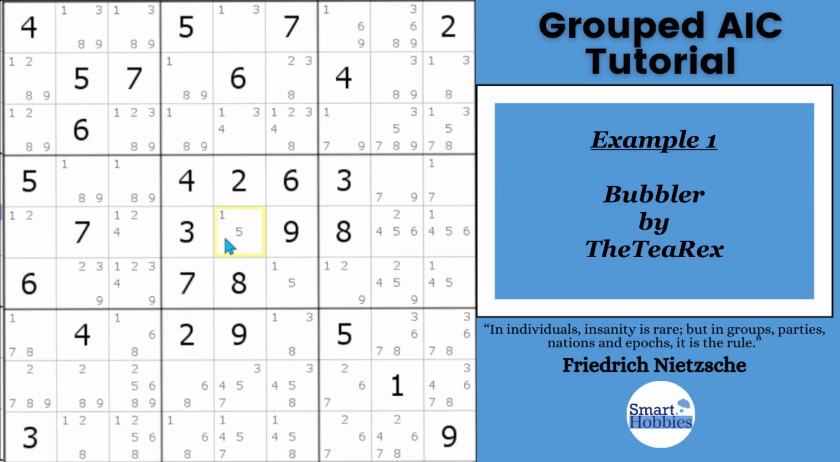For our first example, this is Bubbler by the T-Rex. Mark Goodliff solved it. He used a little bit different strategy than a grouped alternate inference chain, but I'm going to show you that chain here. And so we're going to do a little bit of coloring. The idea with an alternate inference chain is that you're going with strong and weak links. If something is a strong link, that means if one of the candidates is false, the other has to be true. So usually you do that with a conjugate pair.